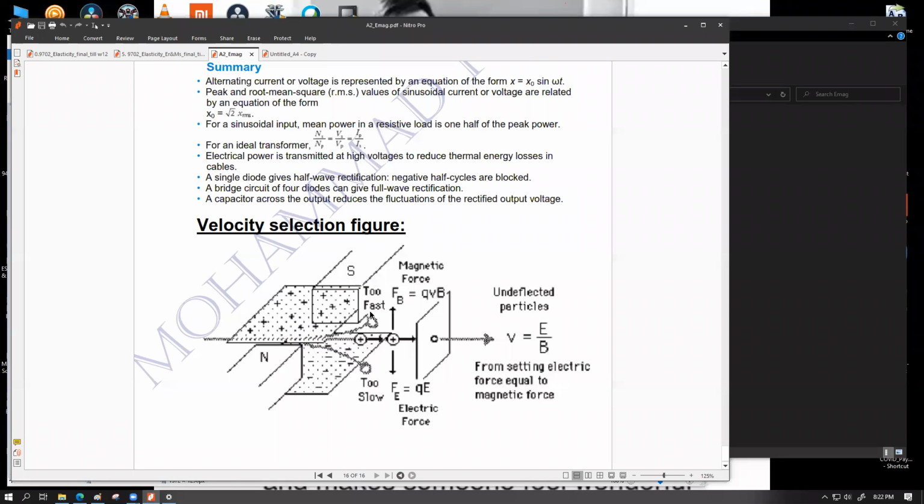This particle being too fast or too slow does not have anything to do with whatever the setup that is provided here. This too fast or too slow is a pre-implied property of the incoming charge particle.